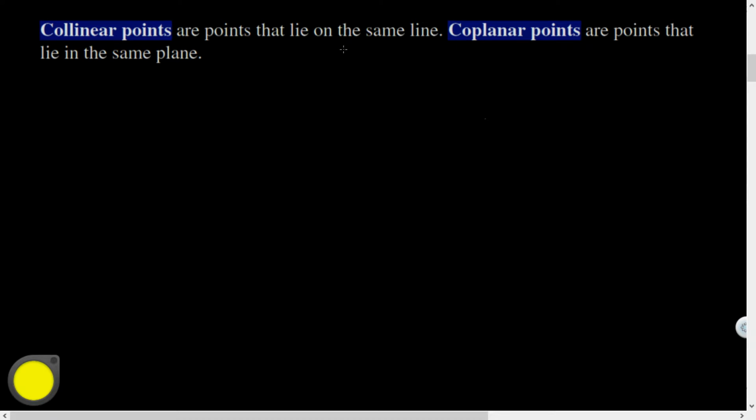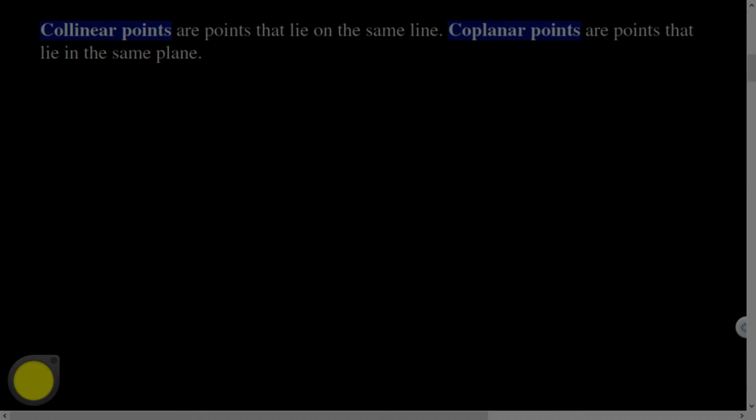Collinear points are points that lie on the same line. Collinear, right? They cohabitate on the same line. They're sharing the line together. And coplanar points are points that lie in the same plane. Not that bad. Let's look at example one, friends.